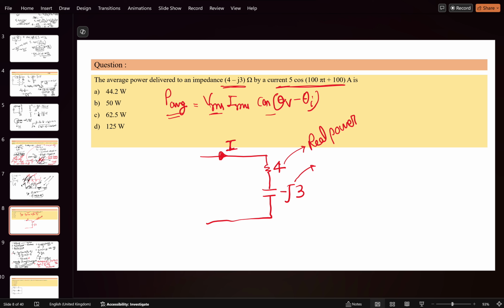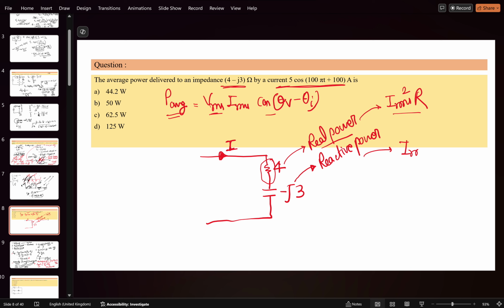And what happens across the capacitor is actually the reactive power. Real power is also represented in terms of Irms squared R, because it happens across the resistor only. What about the reactive power? Reactive power will be Irms squared multiplied by Xc, whatever the magnitude of this. So this is actually the average power which will dissipate across the resistor or the capacitor.